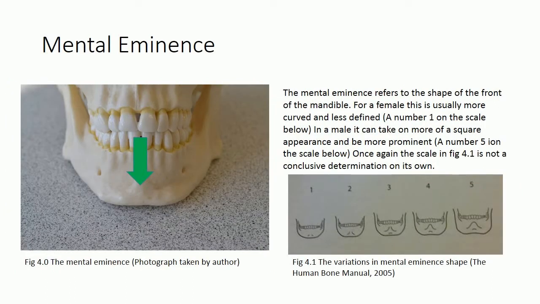Mental eminence. The mental eminence refers to the shape of the front of the mandible. For a female this is usually more curved and less defined, a number 1 on the scale below. In a male it can take on more of a square appearance and be more prominent, a number 5 on the scale below. Once again the scale in figure 4.1 is not a conclusive determination on its own.